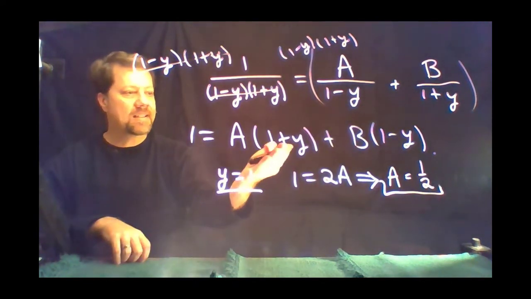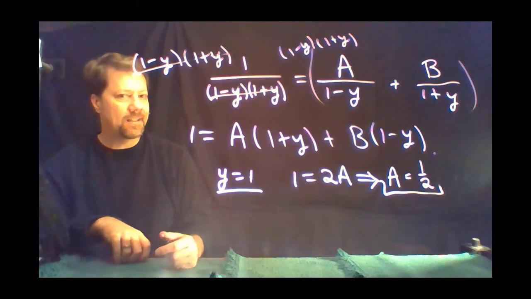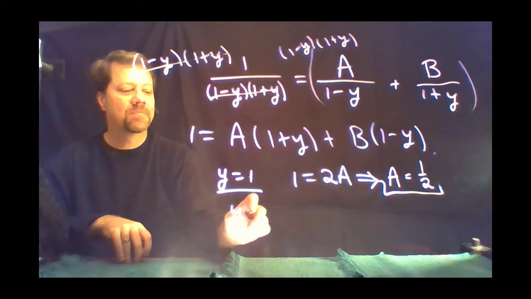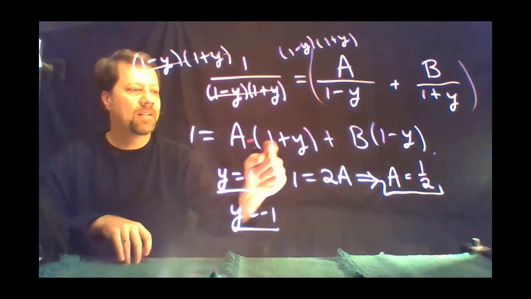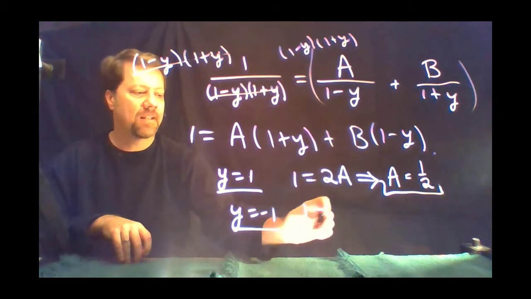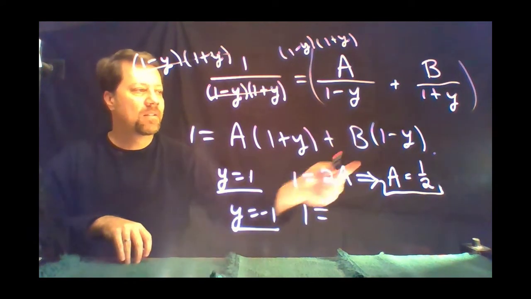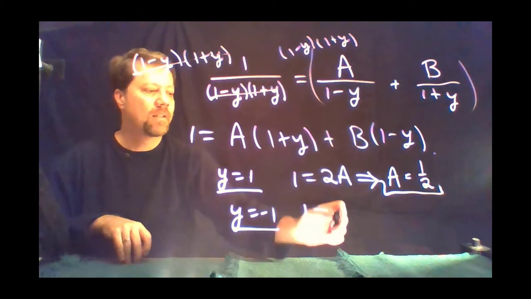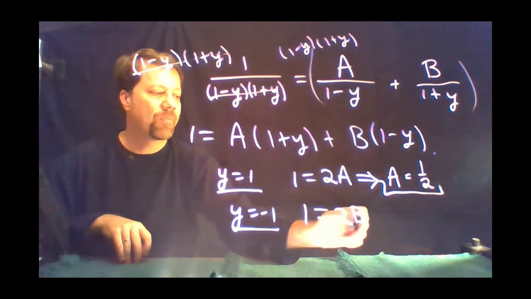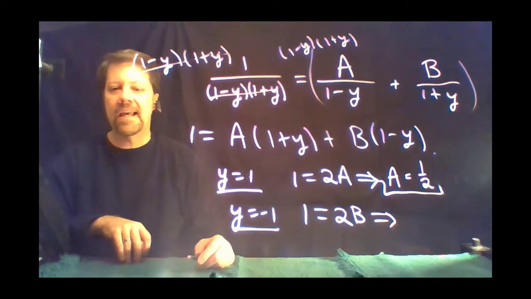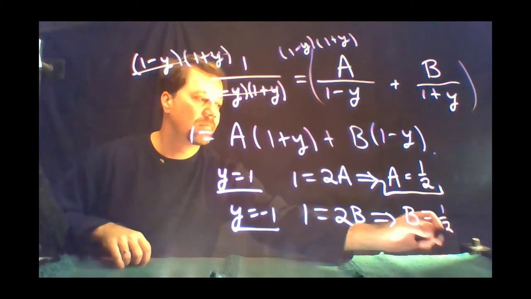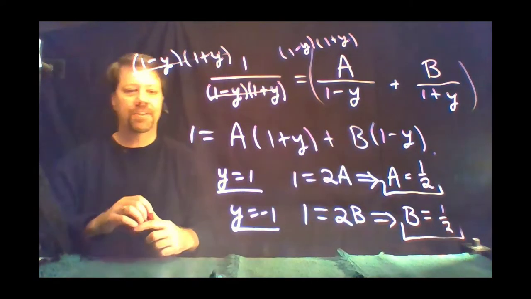The next obvious choice for y is y equals -1. So if y is -1, this term will cancel out. The left-hand side will still be 1. On the right-hand side, I'll have 1 minus -1. I'll end up with 2b. That clearly implies that b is 1/2. I'll put that in a little bucket over here too.